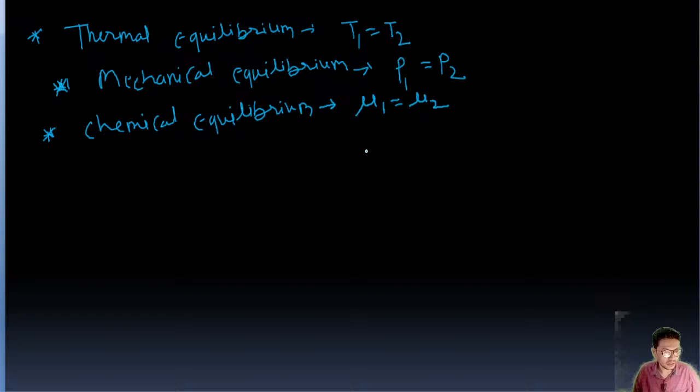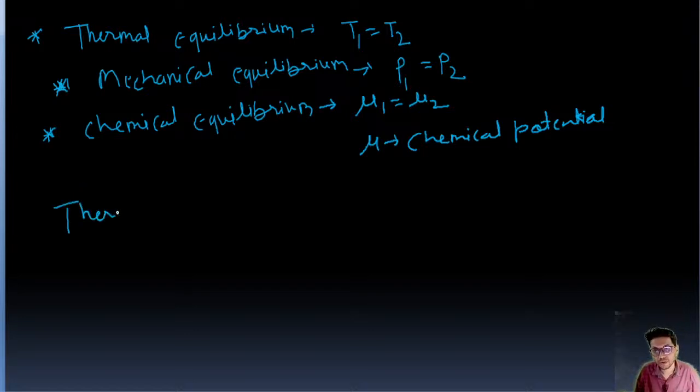So mu is chemical potential. And T1, T2 we know are the temperatures, and P1, P2 are pressures. Okay, so now we'll study thermodynamical equilibrium.